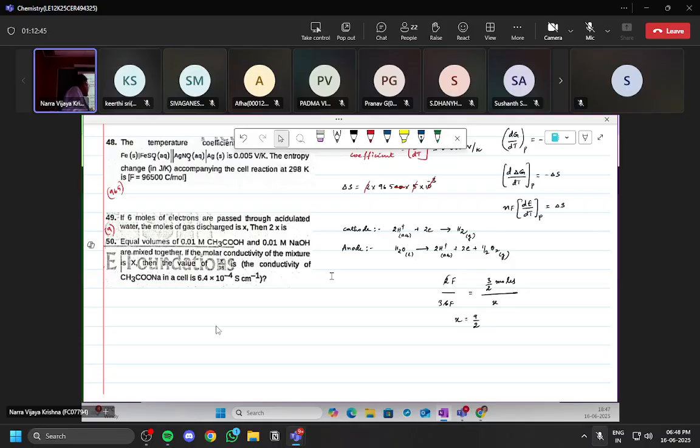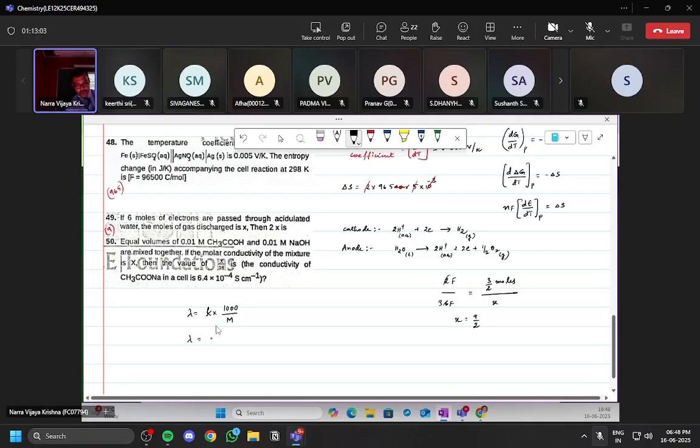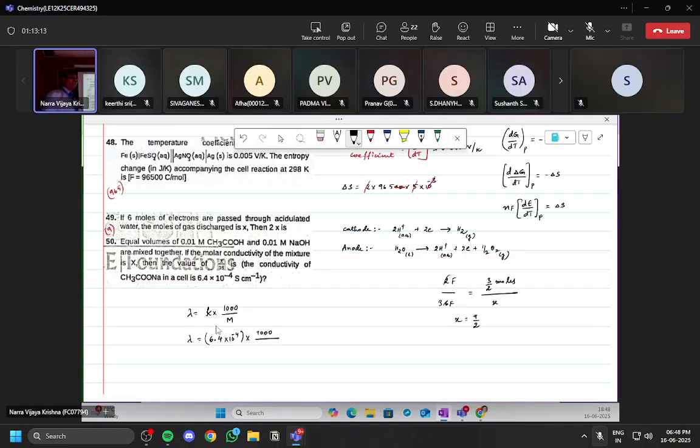Molar conductivity of the mixture is x. Then what is x by 16? So how to find molar conductivity? Lambda equals kappa into 1000 upon molarity. Now, what is the kappa value? 6.4 into 10 power minus 4, into 1000 upon, what is the molarity value?